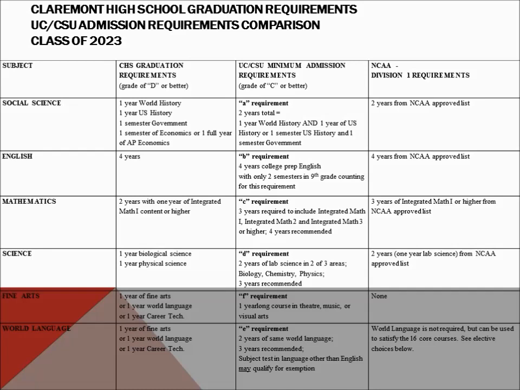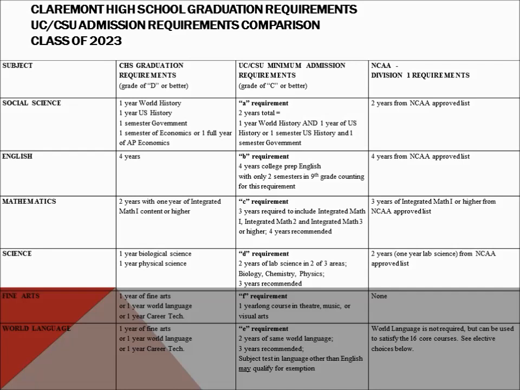And likewise, you don't need a world language to graduate. However, you do need to have at least 2 years of the same world language in order to be eligible for most four-year colleges. And in fact, 3 years are recommended. So students who are completing a year of language as freshmen, we would encourage you to move into that second year of the same language next year.